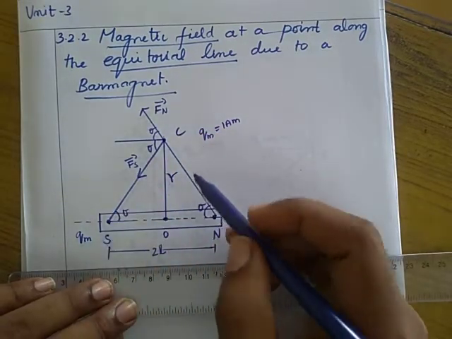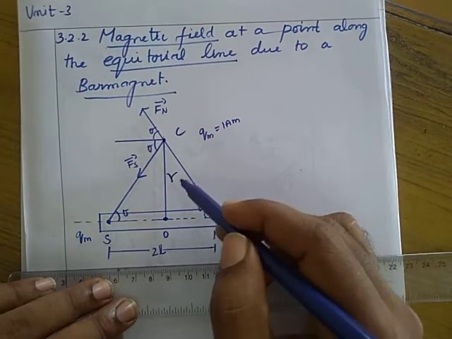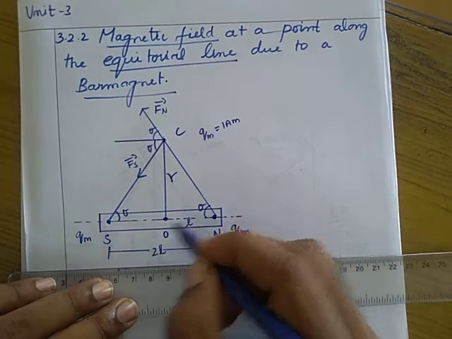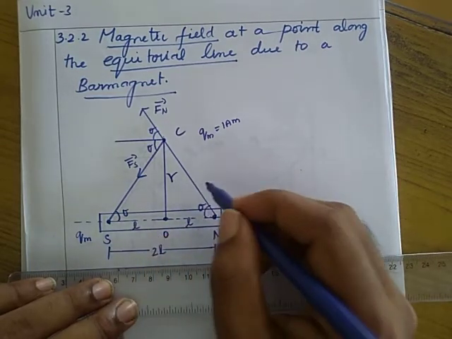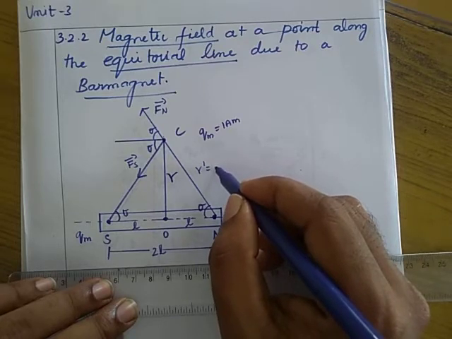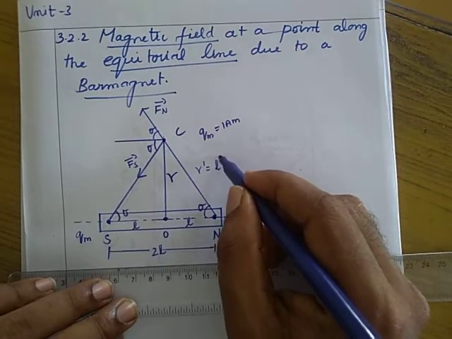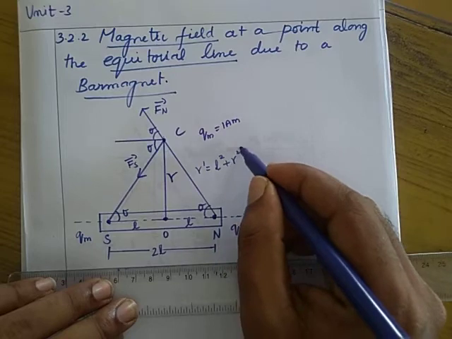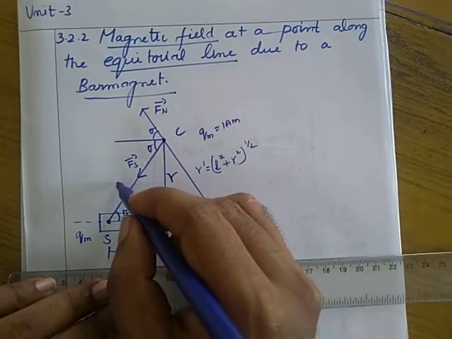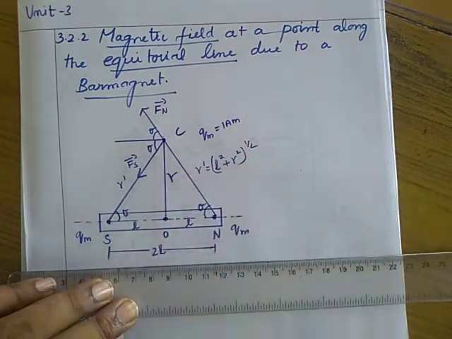We need to know this length, so I am applying the Pythagoras theorem here. This length is L. This length is also L. By applying the Pythagoras theorem, we get R dash equal to (L square plus R square) power 1 by 2. This distance is also R dash.